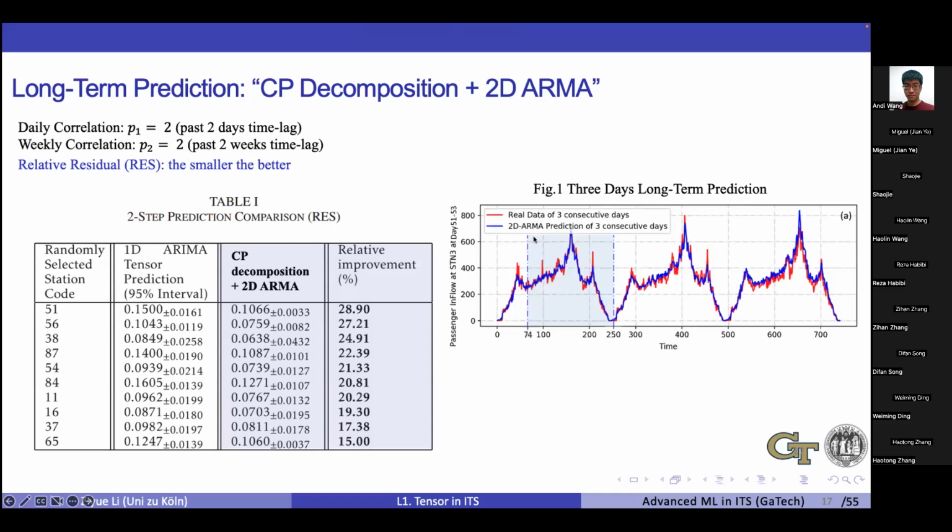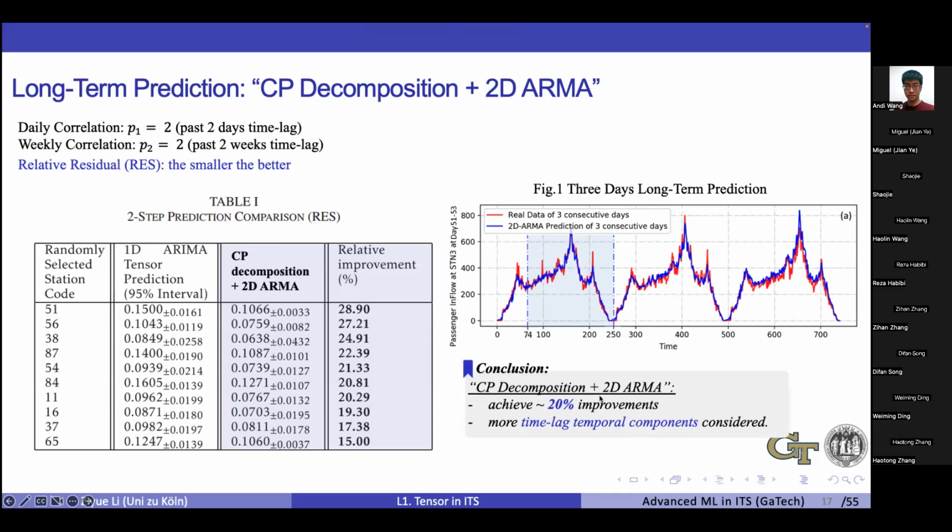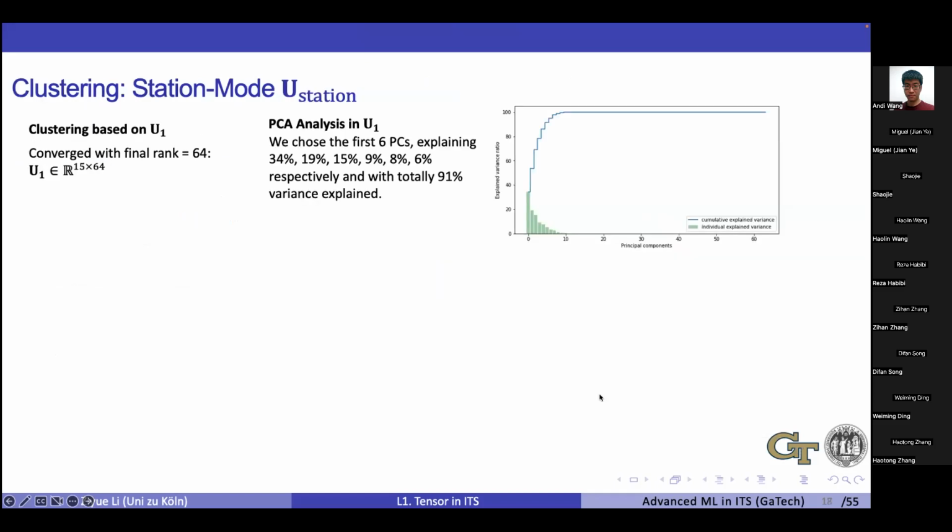And this is how the new prediction looks. I didn't show the day, but this is Saturday, and you can see the prediction is also quite accurate. So this is what we mean by the meaningful information from the mode matrix. And similarly, in the station mode, we can also get really good information inside.